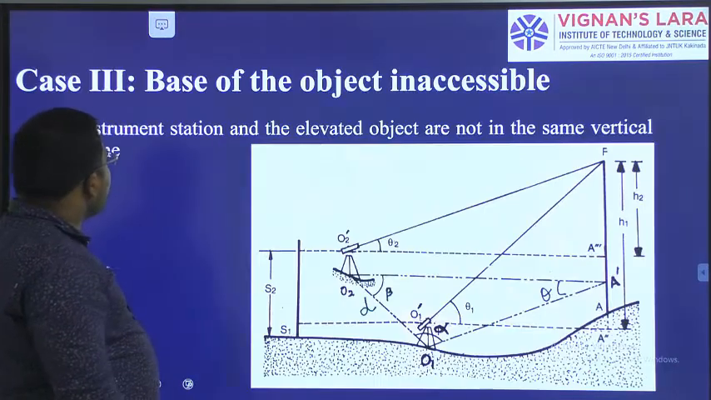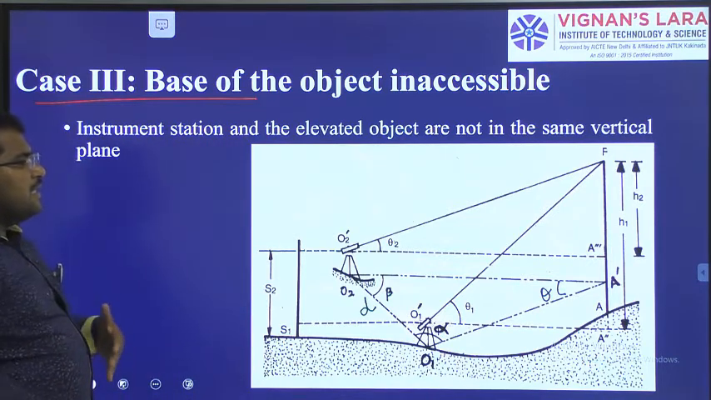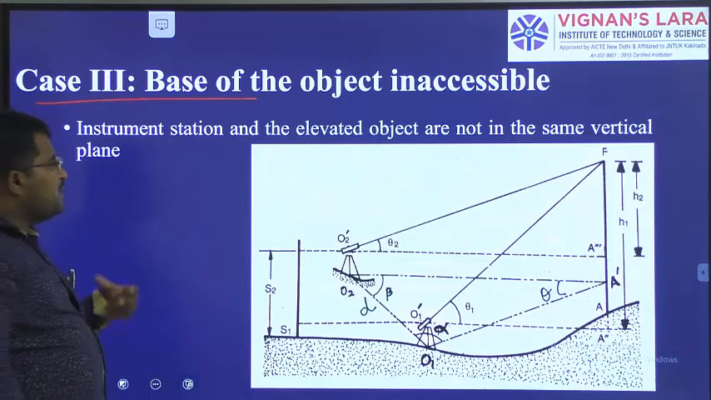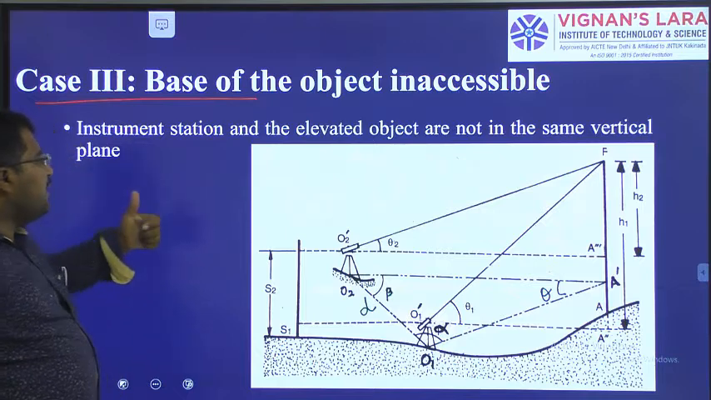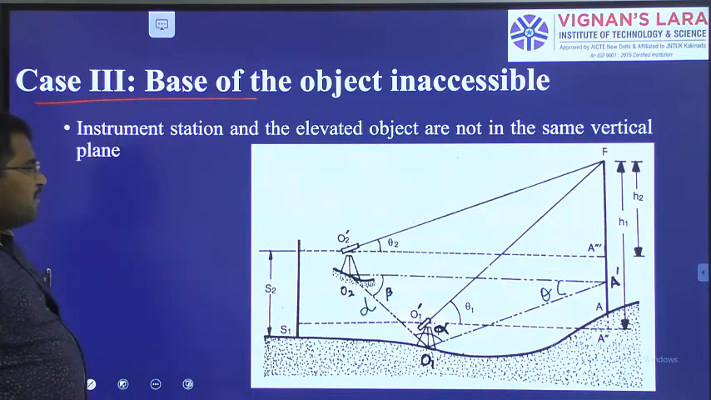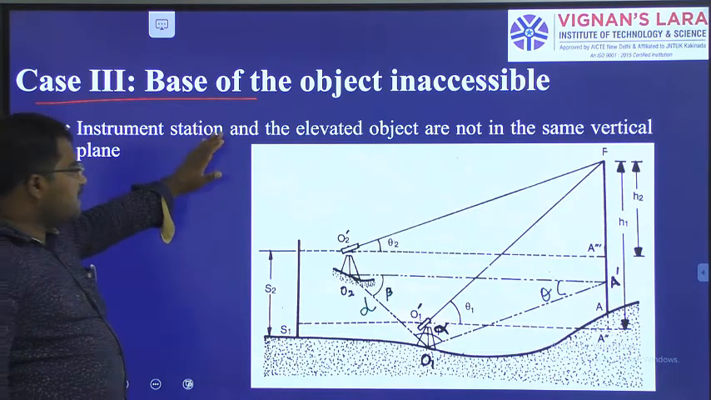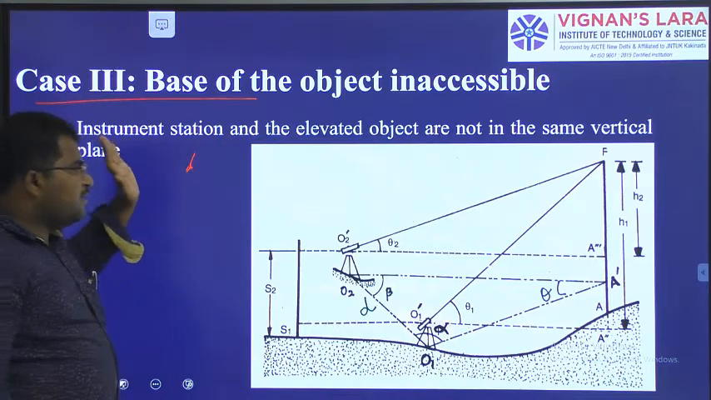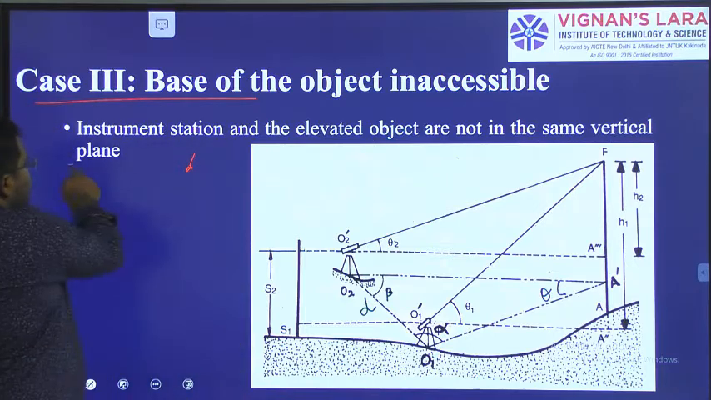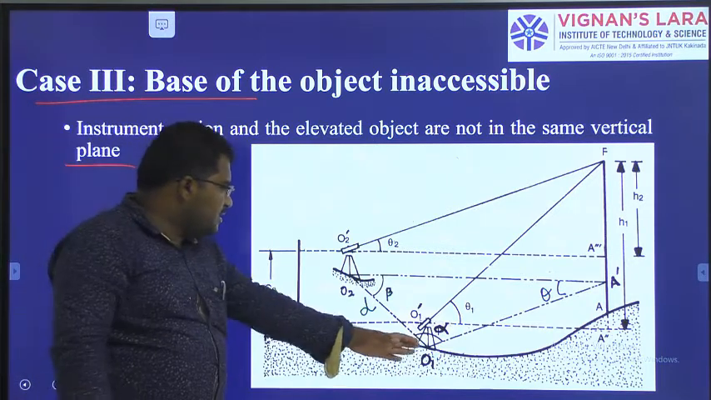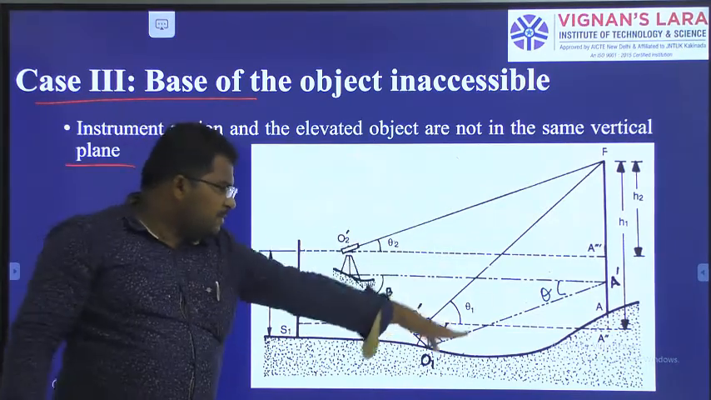Next, case number 3, right? Case number 3: the base of the object is inaccessible, but the instrument station and the elevated object are not in the same vertical plane. See, observe here, the instrument station and the elevated object. This is the elevated object, and the instrument is not in the same vertical plane. See, this one is here, this one is here. Okay, some other side we are moving. Okay, not in the same plane.